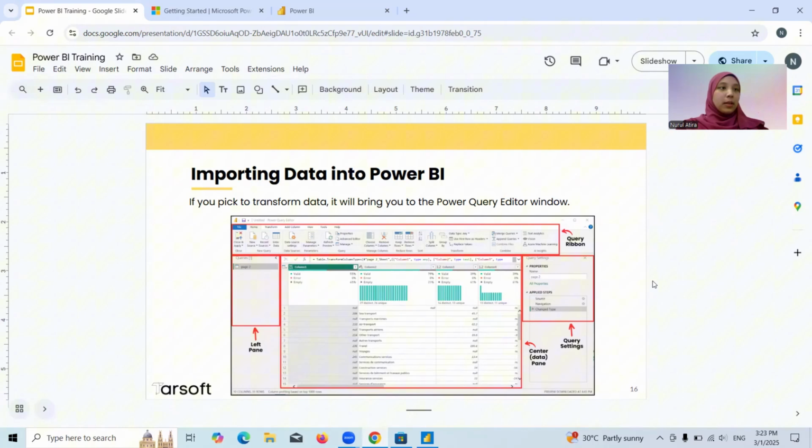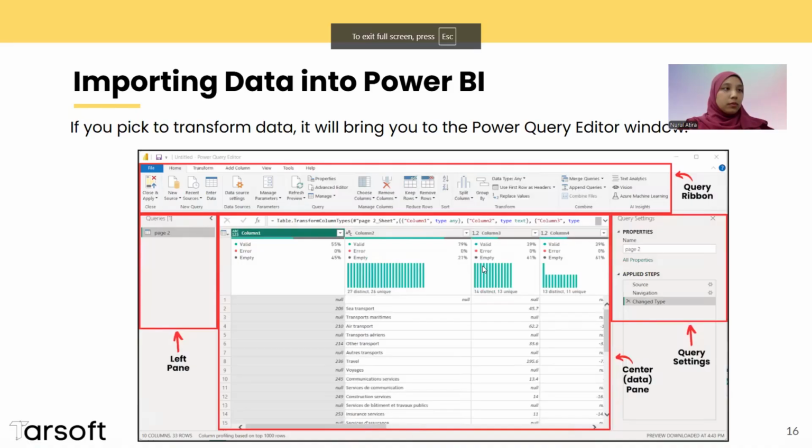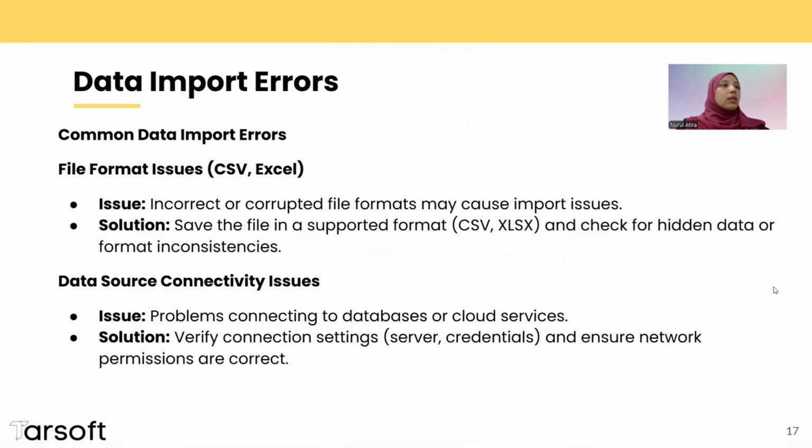If you pick transform data, it's going to bring you to another window, the Power Query Editor. In this window, you're going to have the query ribbons, with the new sources, enter data, all this fun stuff up here. Beside it, we have our queries in the left pane. In the middle, we have the center data pane. And here we have the query settings, where you can change your name and also see applied steps. We're going to go into details.